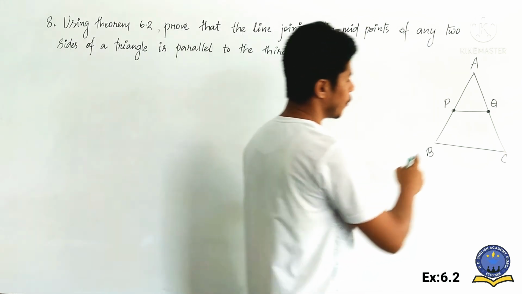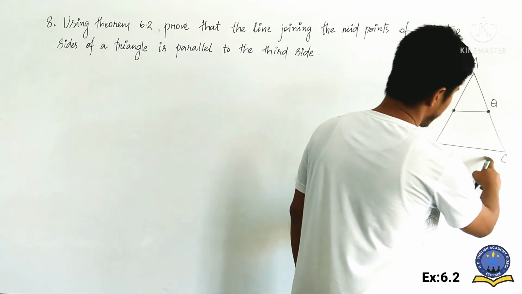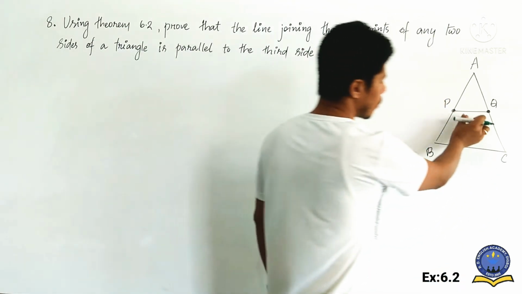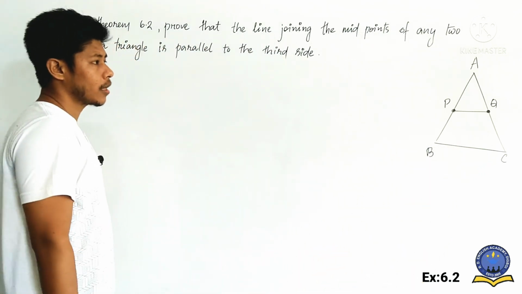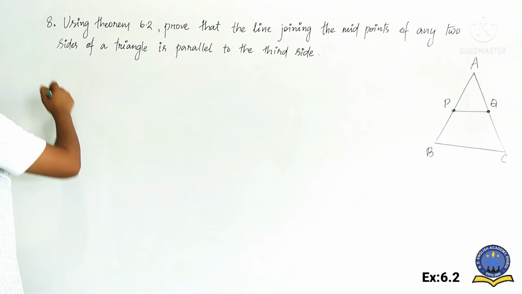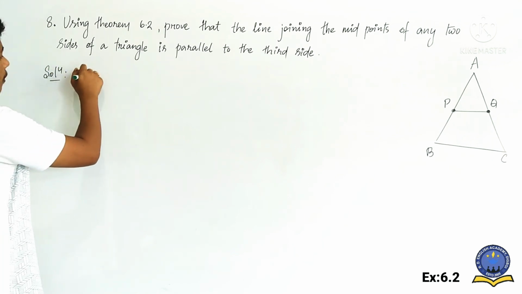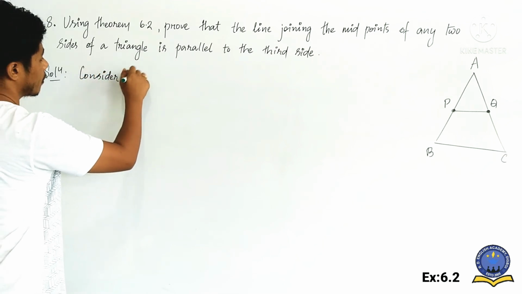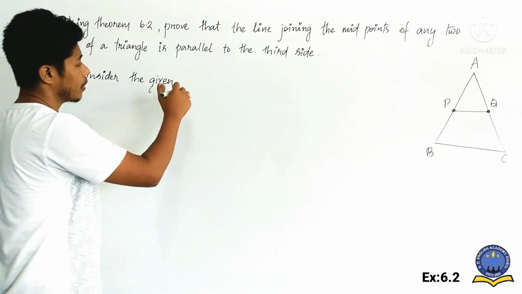And what do we need to prove here? We need to prove that the line segment PQ is parallel to the third side, which is BC. We need to prove PQ parallel to BC. Is it clear? Now let's see what we have to do. First of all, you have to write: consider the given figure.